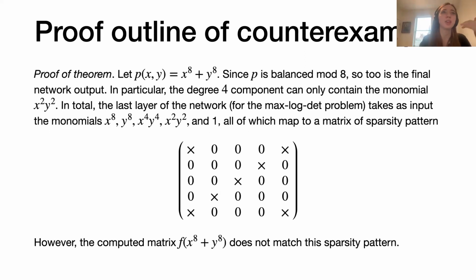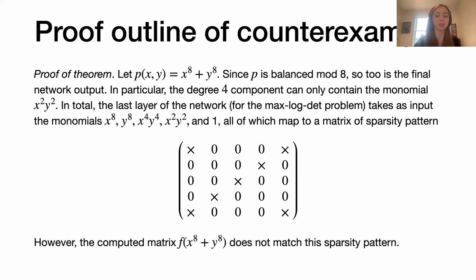But the actual construction here, maybe let me just give you a flavor, is that if we look at this particular polynomial, which is x to the eighth plus y to the eighth, it satisfies this balanced property, whatever that is, which means that every output of the network is also going to be balanced. And in particular, that tells us some sort of restriction on what type of polynomials show up in the output of the network. And then we can look at the sparsity pattern that they have when we put them through this final last layer to get a matrix.